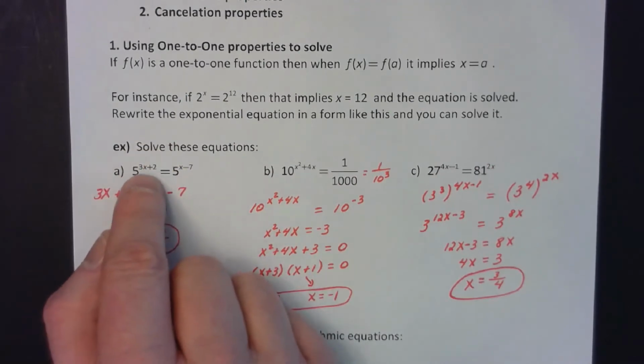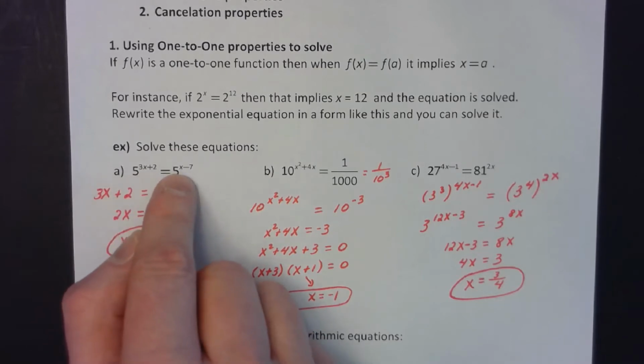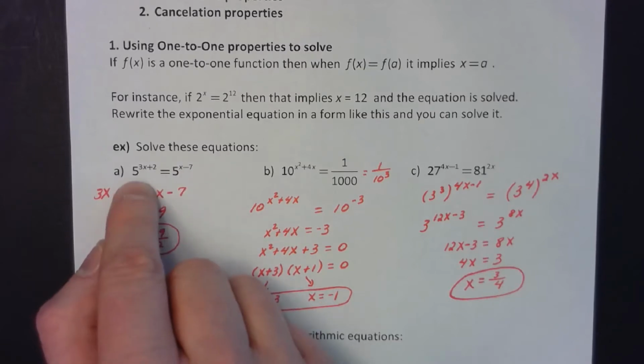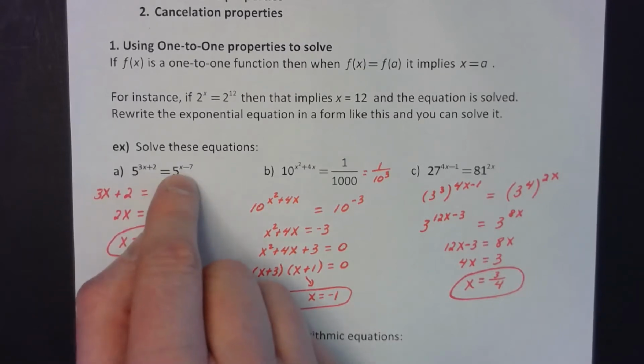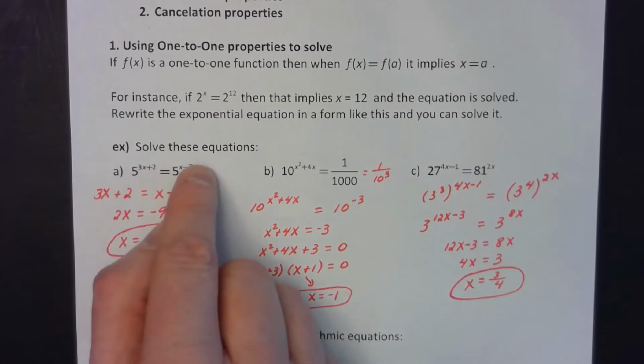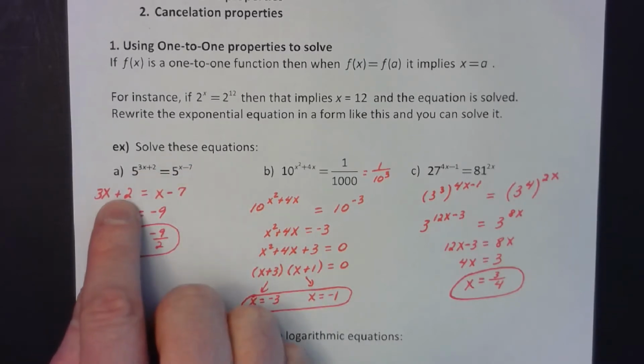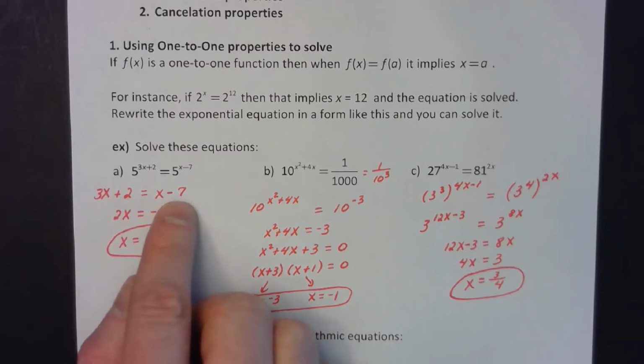If I say 5 to the 3x plus 2 power for this exponential function is equal to the exponential function 5 to the x minus 7, well, the only way that the left-hand side could equal the right-hand side is if those two exponents are the same. So it's a simple linear equation. I just say 3x plus 2 must equal x minus 7.